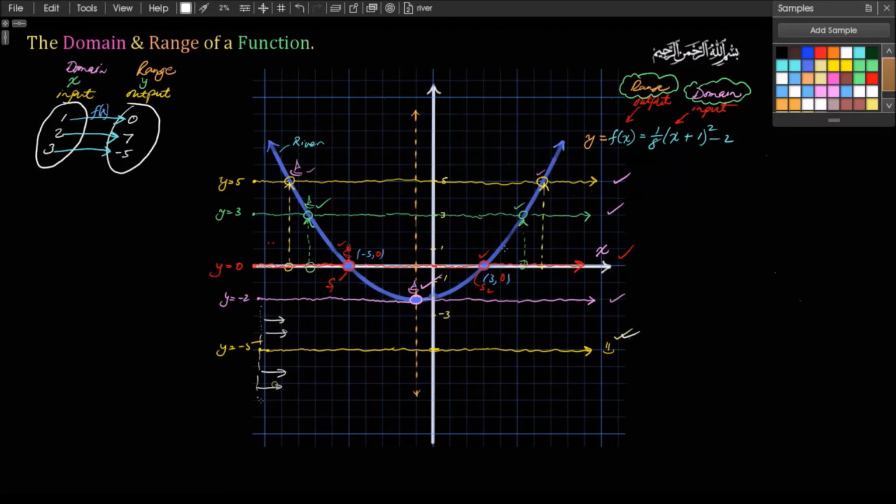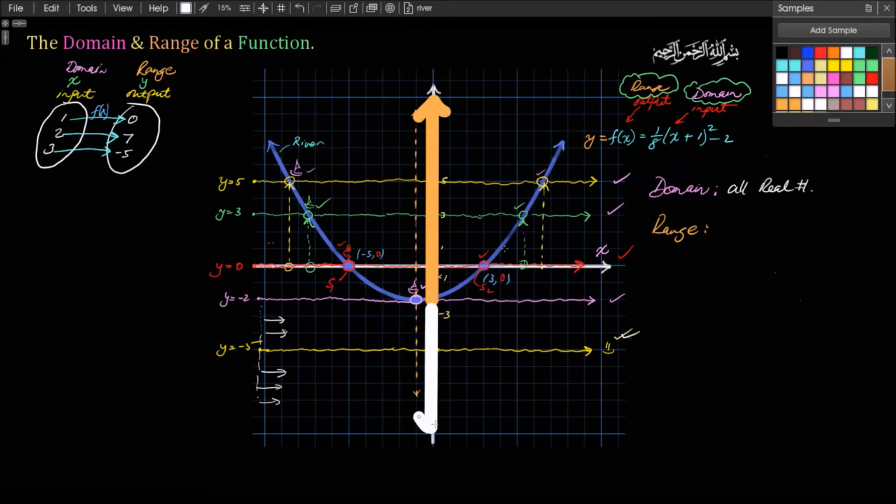They would not have to cross the river at all, because the function's minimum value is this. There's no y value beyond this that the function uses. So what this means is that the domain of this function, that is all possible x values, there's no restrictions for the x values. That means domain is all real numbers. There's no restrictions for x value. But the range, on the other hand, which is all possible y values, is restricted. Y is only from here up to there, see?